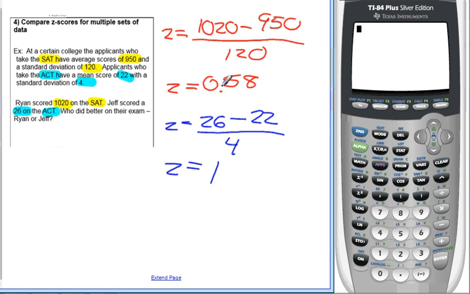So if I want to know who did better, I'm looking at the bigger z-score. And the bigger z-score is this 1. So that means that Jeff did better. His z-score was higher.